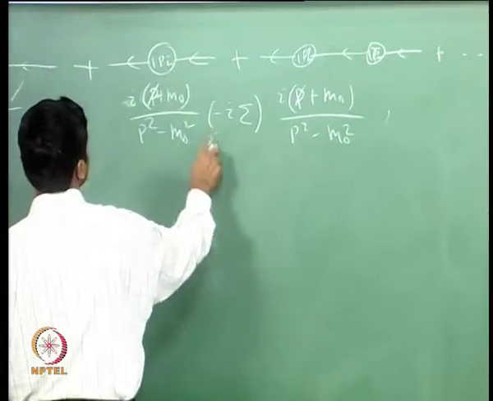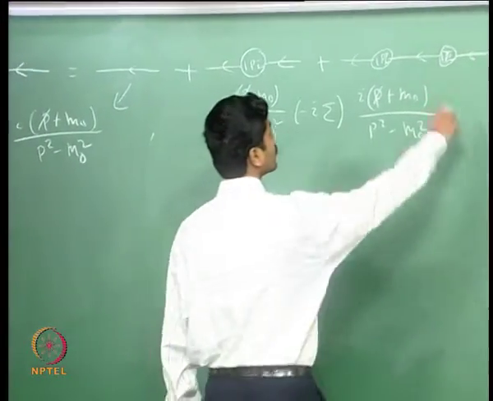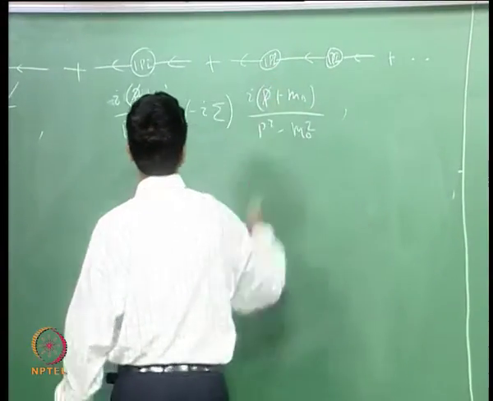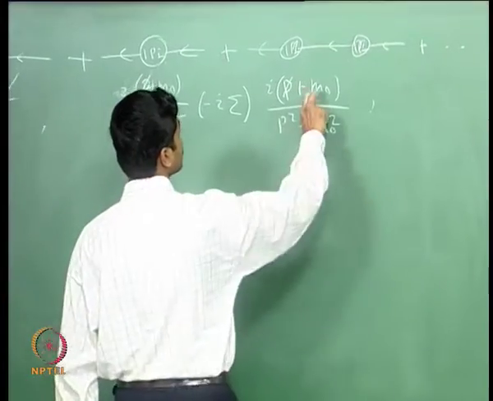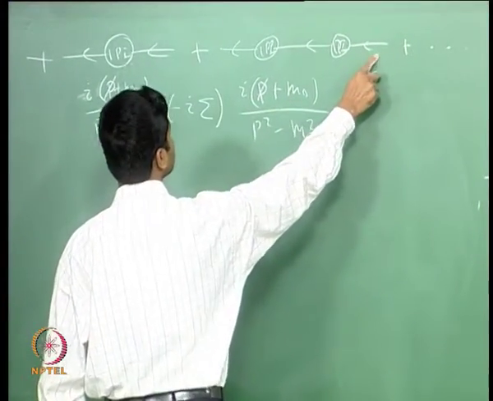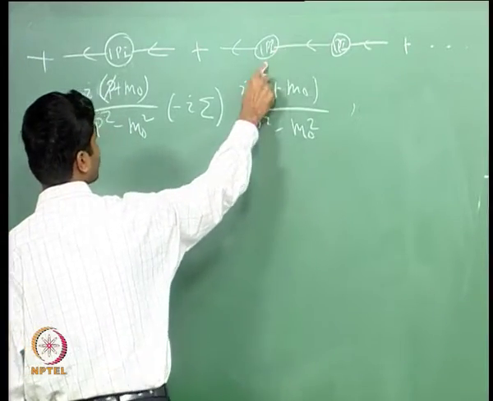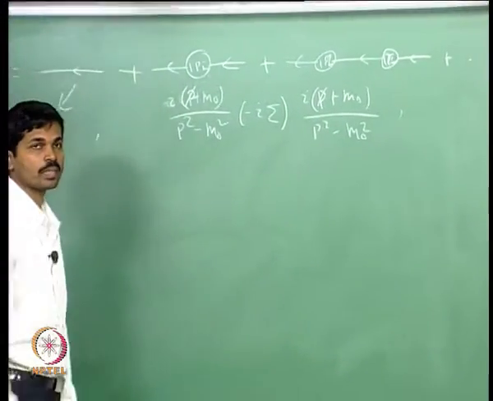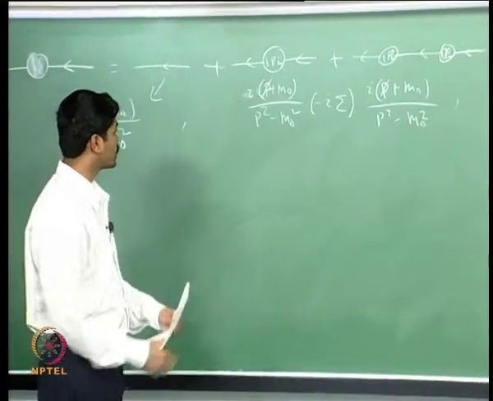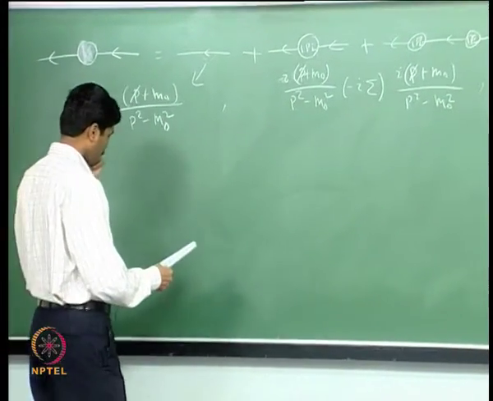So this is the contribution from this term. Similarly, you can write down the contribution from this term, which will involve one fermion propagator here, then minus i sigma for this, another fermion propagator, minus i sigma, another fermion propagator, and so on. So this you can write it like this.